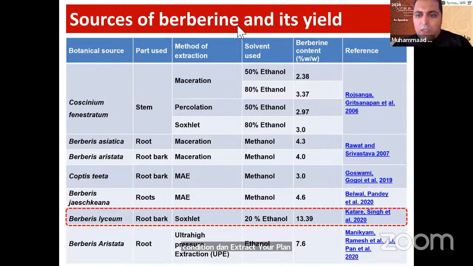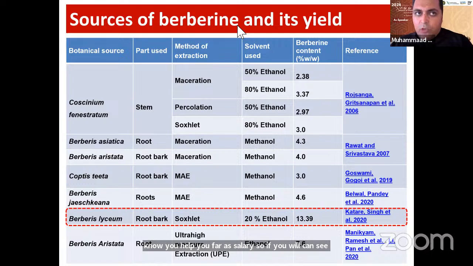And why do we use MAE instead of maceration? Maceration is a classical method. In maceration, you have to soak the plant material for a long time, so you need more solvent as compared to microwave. The first point is the amount of solvent. You have to pay for the solvent, so if you consume more solvent, it will increase the cost of the product.